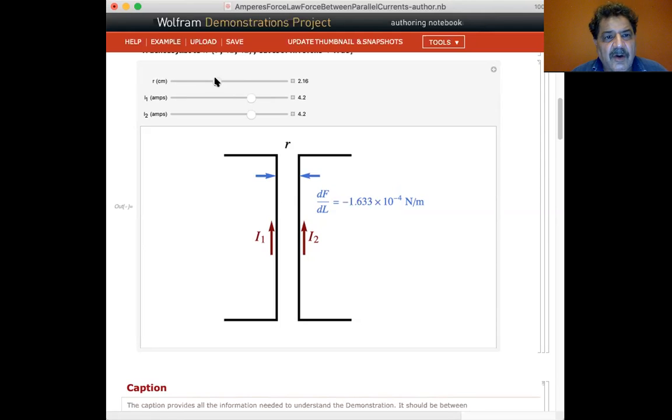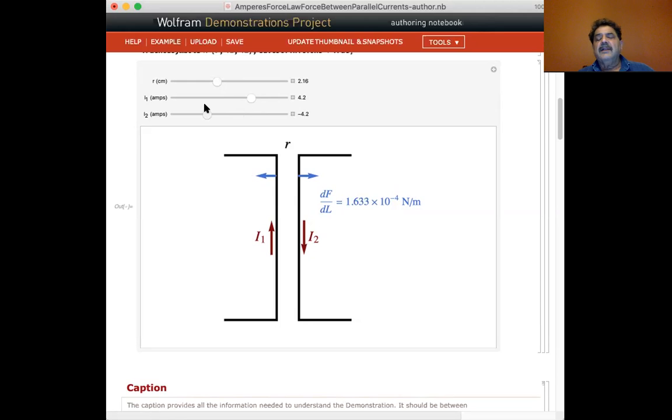Now, the current is 4.2. They're both going in the same direction. The force is inward. Now, let's take one of these. Let's take I2 and reverse its current. Now, let's try to make it the same, 4.2. Now, it's negative 4.2. Now, notice the force. The force is away.